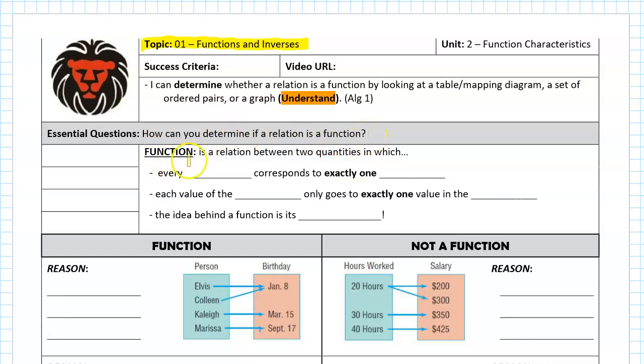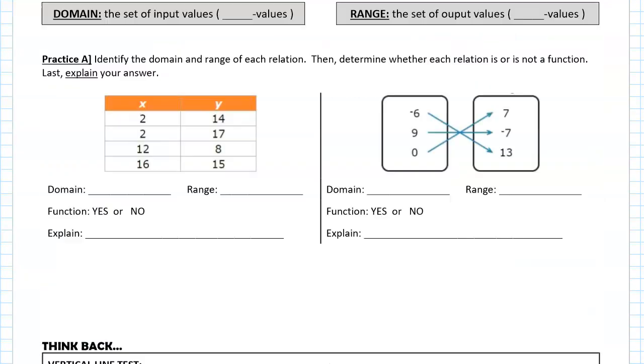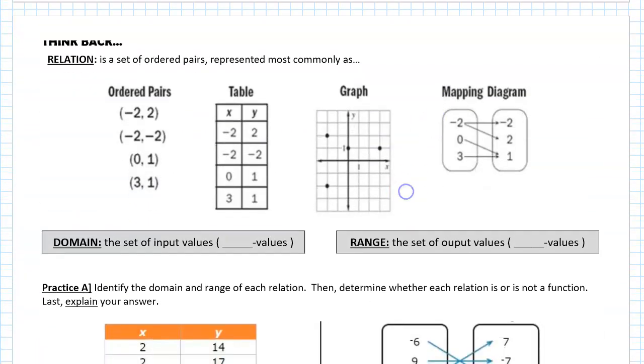So before we jump into what a function is, let's think back to Algebra 1 when we learned about relations. A relation is a set of ordered pairs, and they are most commonly viewed as either ordered pairs, tables, graphs, or mapping diagrams. And if you remember, we had specific names for the x and the y values. We called the domain the set of input values, or these were our x values, and the range was our set of output values, or these were our y values.